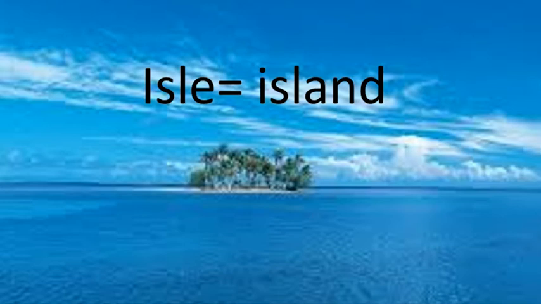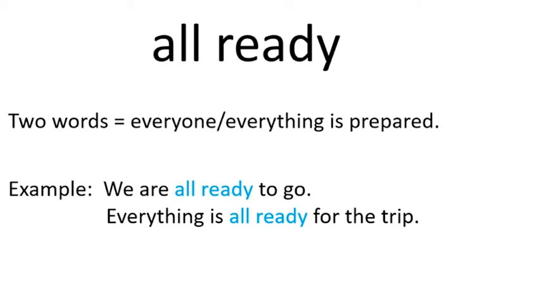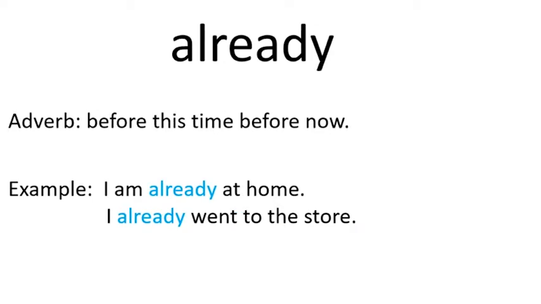Not too bad. Already and already. These are sometimes confusing for a lot of people. Already, two words, means everyone or everything is prepared. For example, we are all ready to go, or everything is all ready for the trip. The second already is one word, and this is an adverb, a very useful adverb, meaning before this time or before now. I am already at home. I already went to the store.